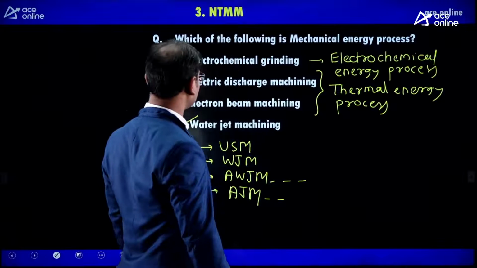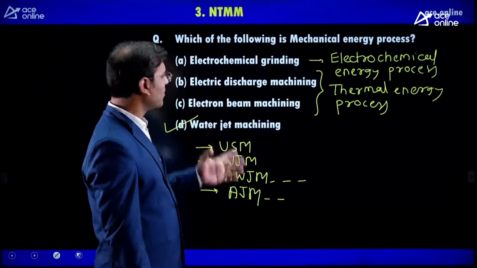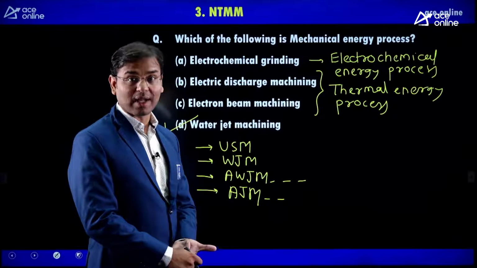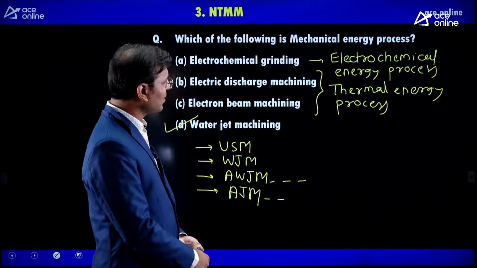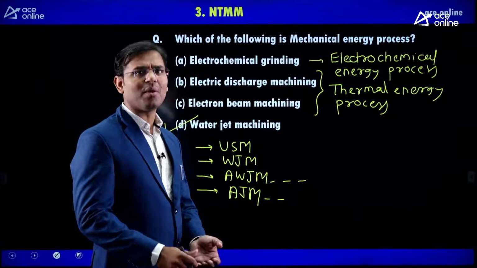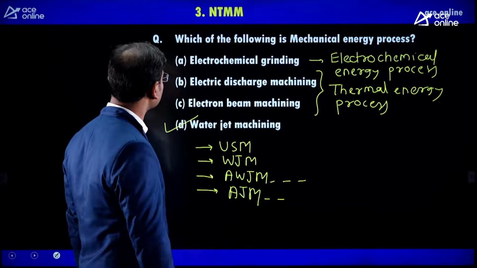Electrochemical energy process. It is electrochemical grinding. That is the electrochemical machining as well as electrochemical grinding. These two are the electrochemical energy process. Electrochemical means electrical energy in combination with chemical reaction used for the machining process.